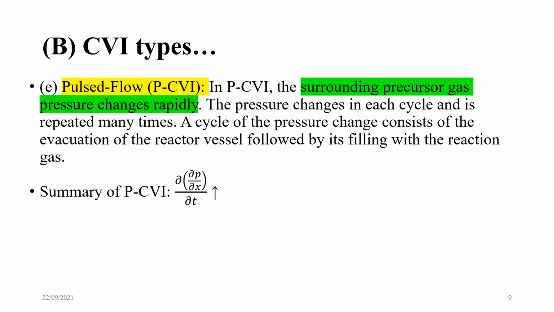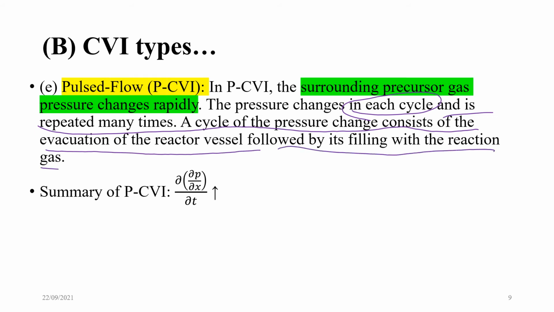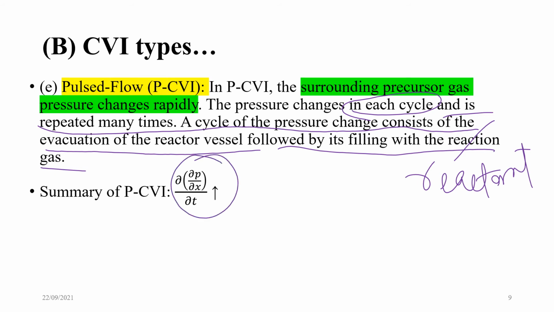Now pulsed flow CVI or PCVI. In PCVI, the surrounding precursor gas pressure changes rapidly. The pressure changes in each cycle and repeated many times. A cycle of the pressure change consists of the evacuation of the reactor vessel followed by its filling with the reactant gas. Now the pressure is changing within a cycle. That means not only del P del X, but there is a change with time, del P del X over del T. That is the pulsed flow CVI.